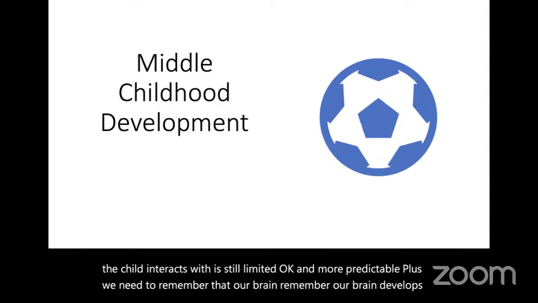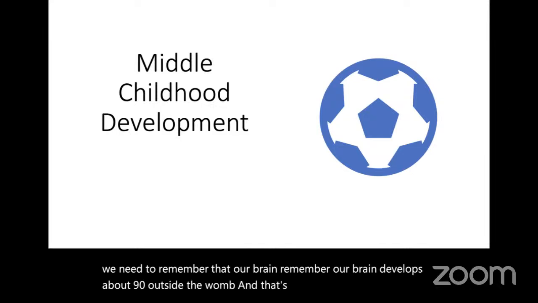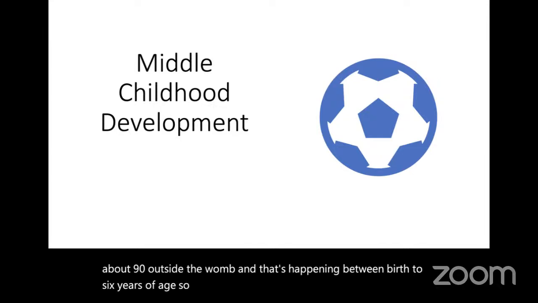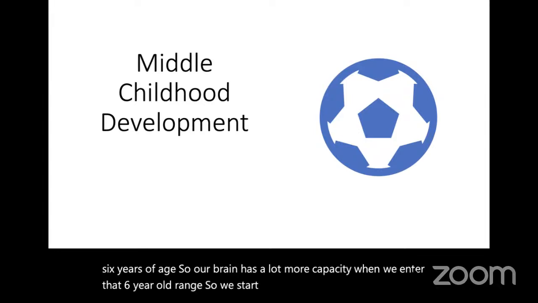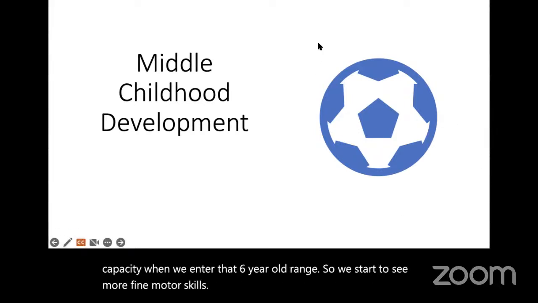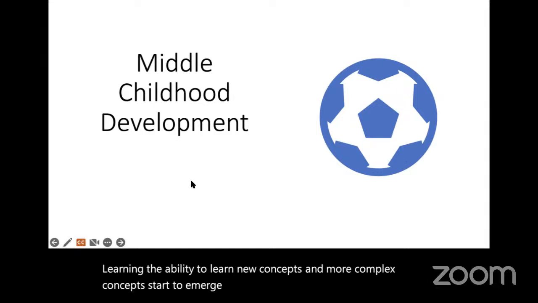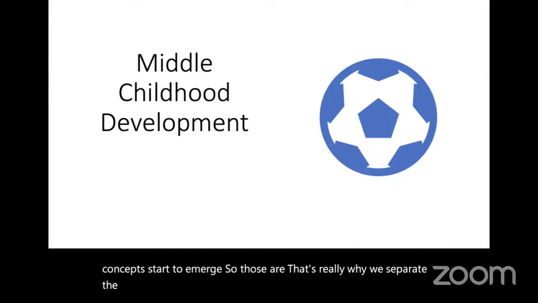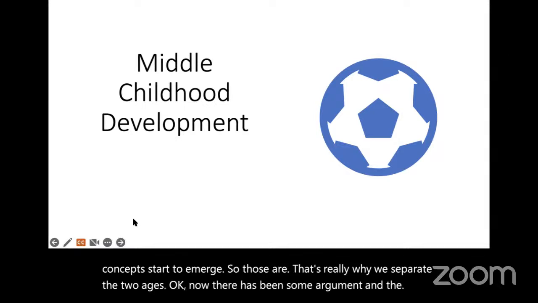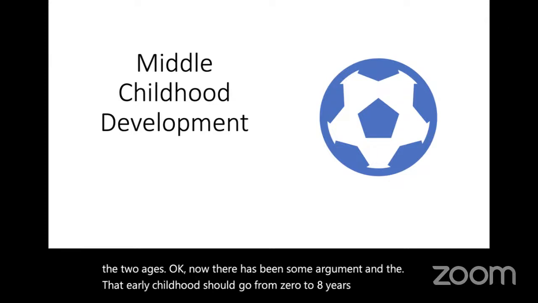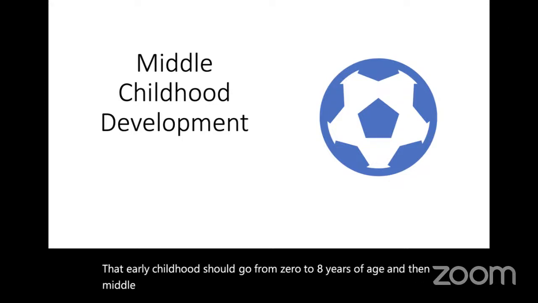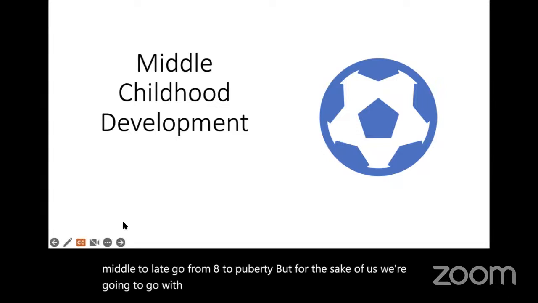Plus, we need to remember that our brain develops about 90% outside the womb, and that's happening between birth to 6 years of age. So our brain has a lot more capacity when we enter that 6-year-old range. So we start to see more fine motor skills, learning, and the ability to learn new and more complex concepts start to emerge. So that's really why we separate the two ages. Okay. Now there has been some argument that early childhood should go from 0 to 8 years of age, and then middle to late should go from 8 to puberty. But for the sake of us, we're going to go with these age ranges. Okay.